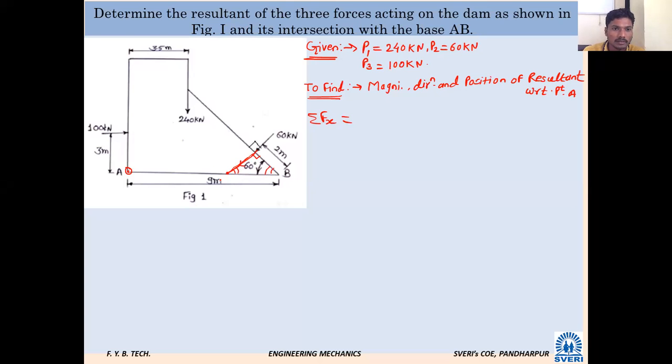Let us give names. A, B are there, but no other point is there, so I will name it C. At point C, we have extended that force. Now, if we resolve this force at point C, what will happen? Is it possible? Just check.